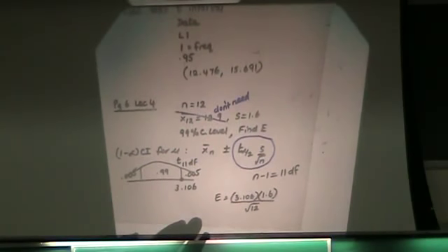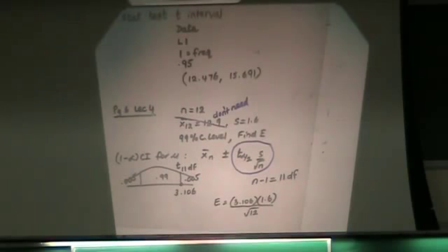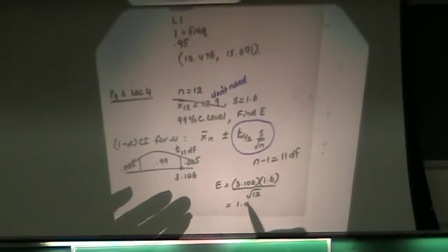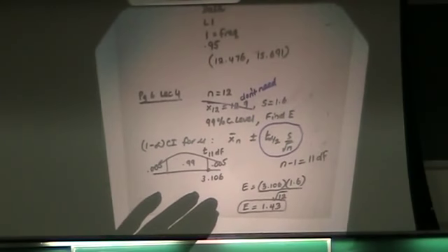Let me see. I don't have it. 1.43. Okay. So this time I had nothing to do with x bar n, right? I just wanted the second half of the formula. And then I want to do the example right below it.